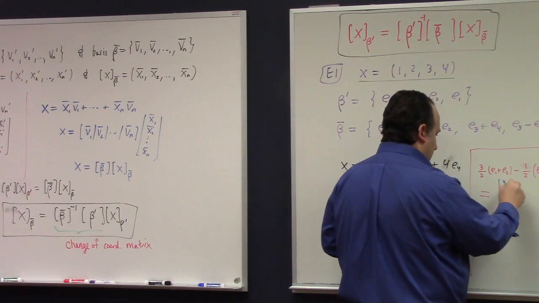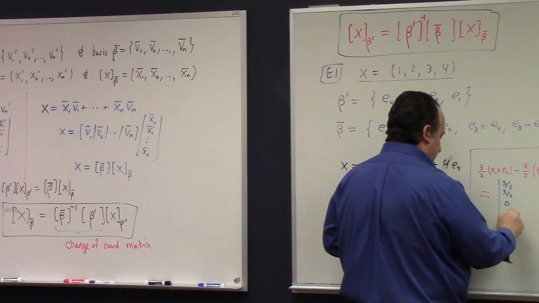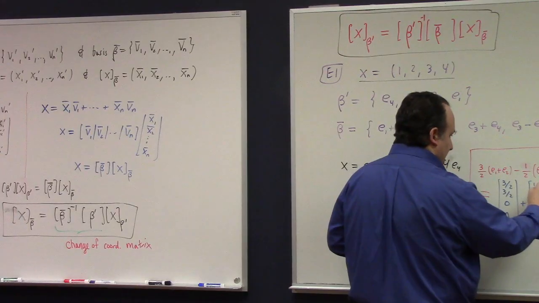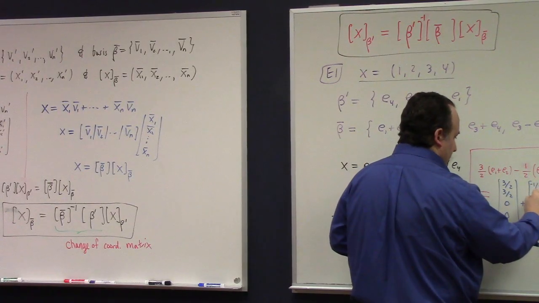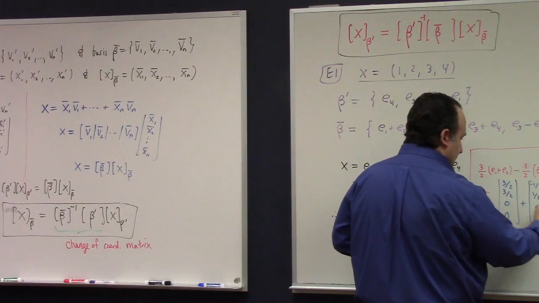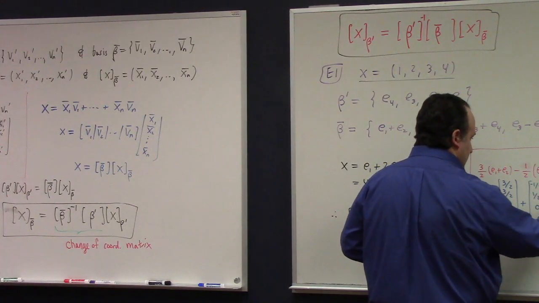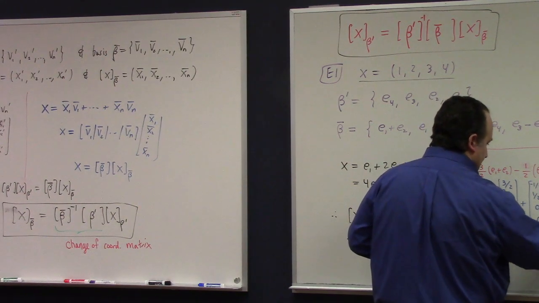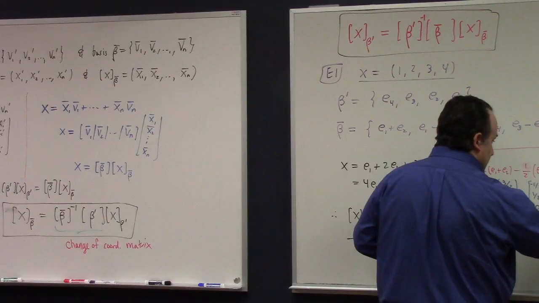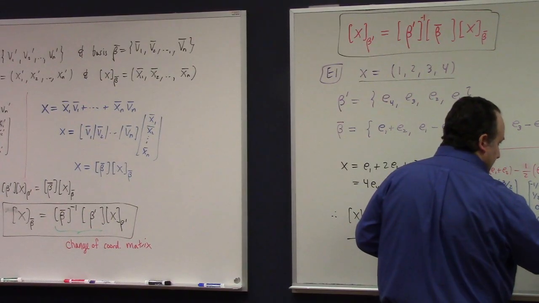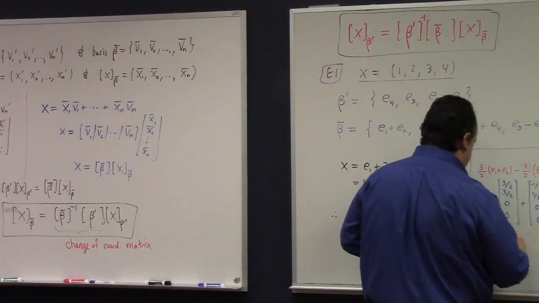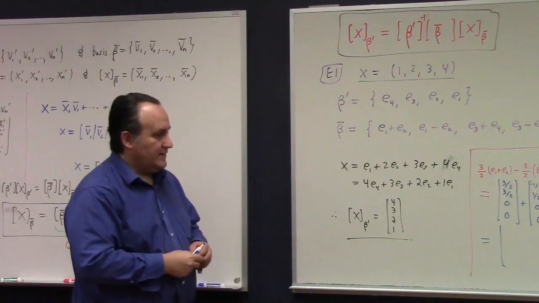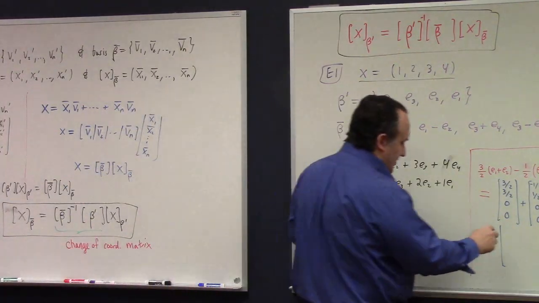We've got 3 halves, 0, 0, plus 1 half, minus 1 half, plus 1 half, 0, 0, plus 0, 0, 7 halves, plus 0, 0, minus 1 half, 1 half. And what happens when you add these? You get 1, 2, 3, 4, which is what we have to get, right?